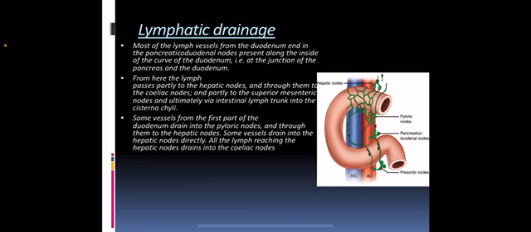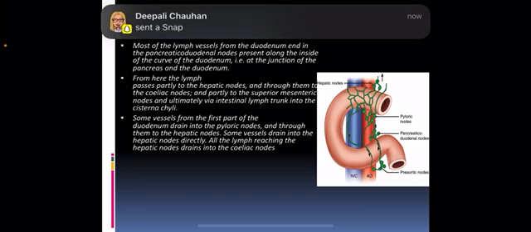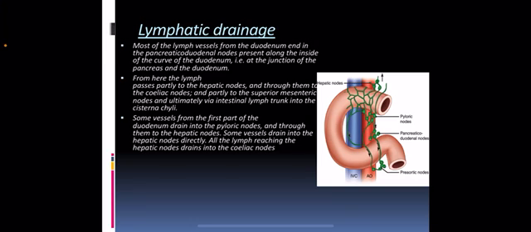Lymphatic drainage. Most of the lymph vessels from the duodenum end in the pancreatoduodenal nodes present along the inside of the curve of the duodenum at the junction of the pancreas and the duodenum. From here, the lymph passes partially to the hepatic nodes and through them to the celiac nodes, and partially to the superior mesenteric nodes and ultimately via the intestinal lymph trunk into the cisterna chyli. Some vessels from the first part of the duodenum drain into pyloric nodes.